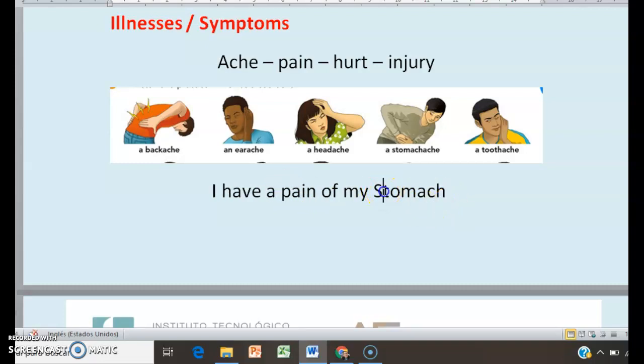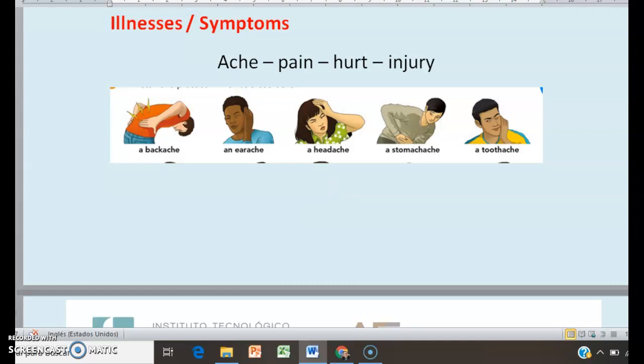Yes, I have a pain, que significa tengo un dolor de estómago. Entonces vamos acá, ache, dolor, pain, dolor, hurt, puede ser un golpe, una herida, an injury, it can be, si se ha lastimado, es una herida. Okay, we are going to remember and we are going to practice all of this con los nombres, con lo que aprendimos.